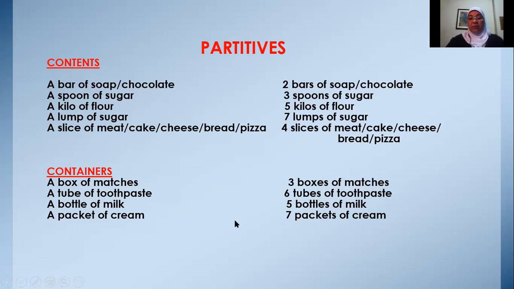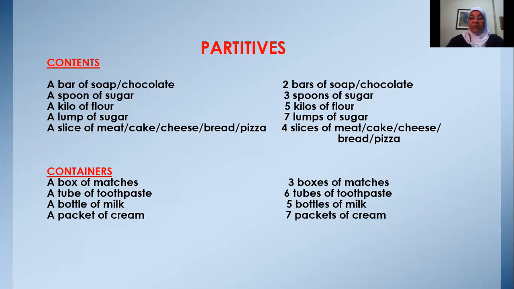A bottle of milk, 5 bottles of milk. We don't say milks. A packet of cream, 7 packets of cream, like Zabadoo, for example, it's sold in a packet or in a bottle. So we add the S with the containers, we add the S with the partitives, the bar, the spoon, the kilo, the lump, the slice, but we don't add it to the other nouns that we are already counting. These are called partitives.